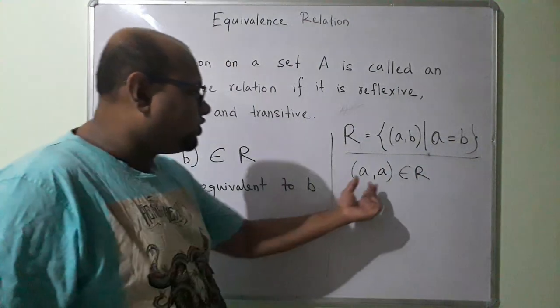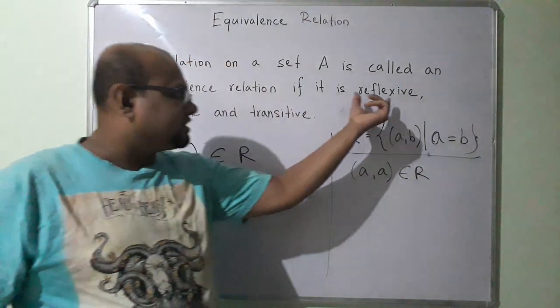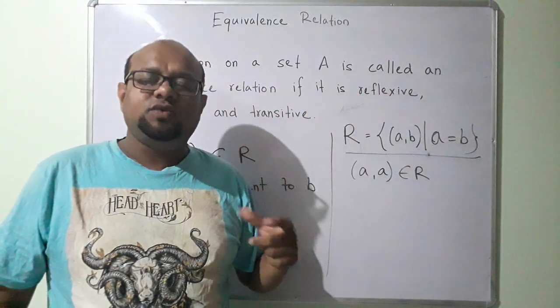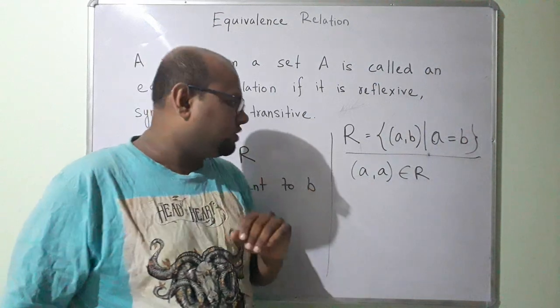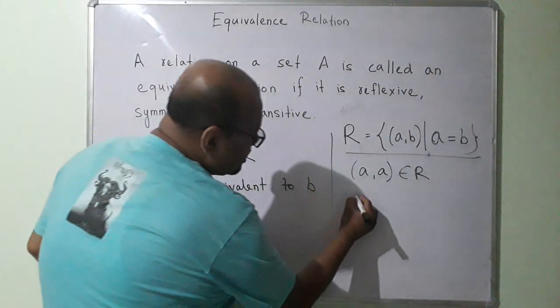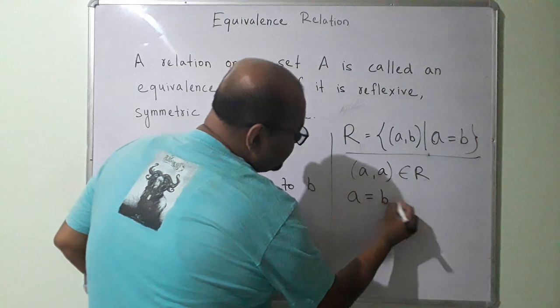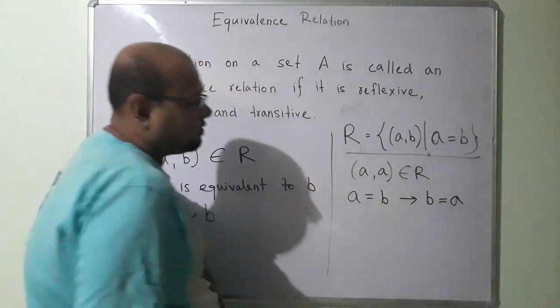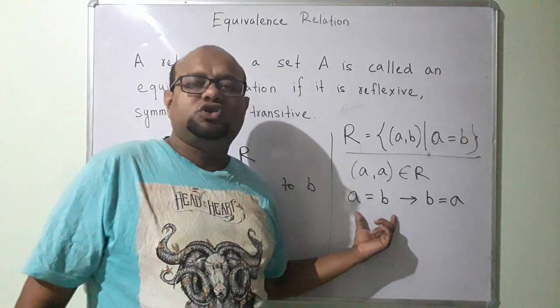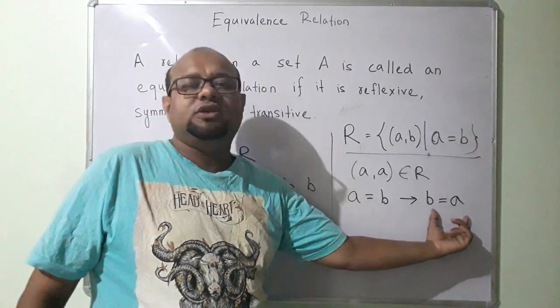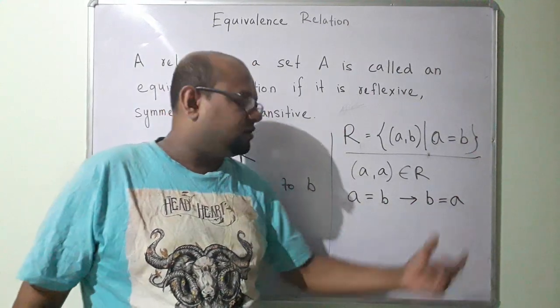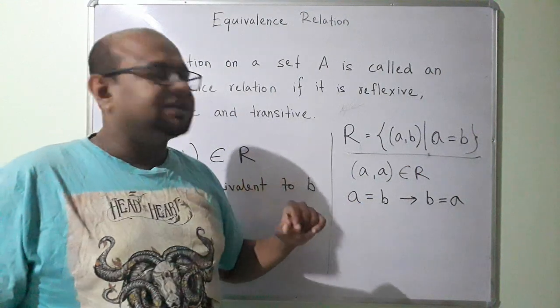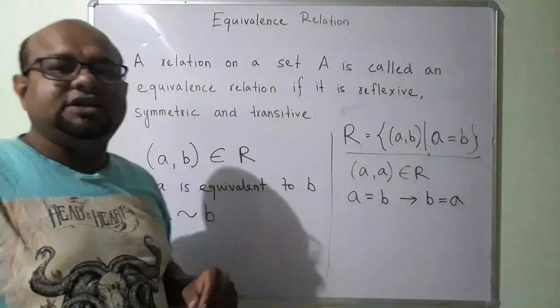Because of this, we know that the relation is reflexive, because a is equal to a, b is equal to b, and so on. Now I know if a is equal to b, then b is equal to a. So if (a, b) belongs to the relation, then (b, a) belongs to the relation. Because of this, I know that the relation is symmetric.